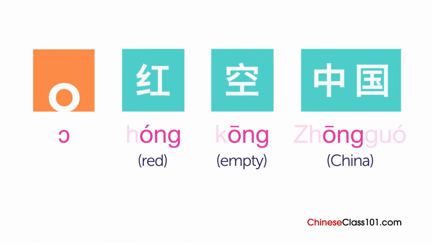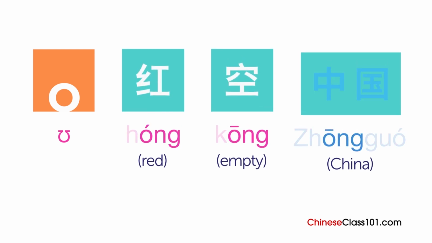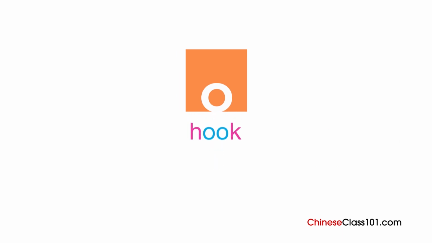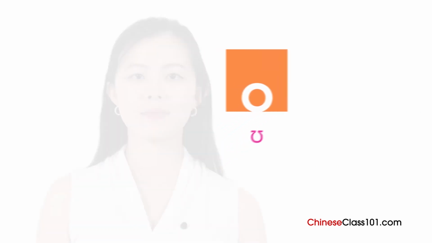When paired with the following, the O changes. 红, 空, 中国. It's identical to the double O sound in the word hook.